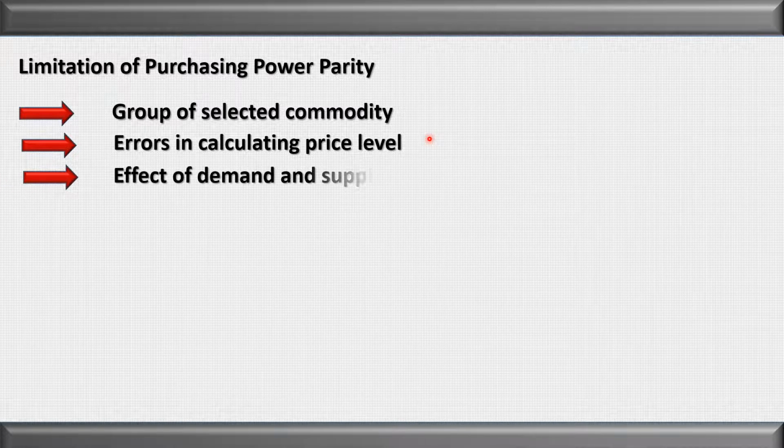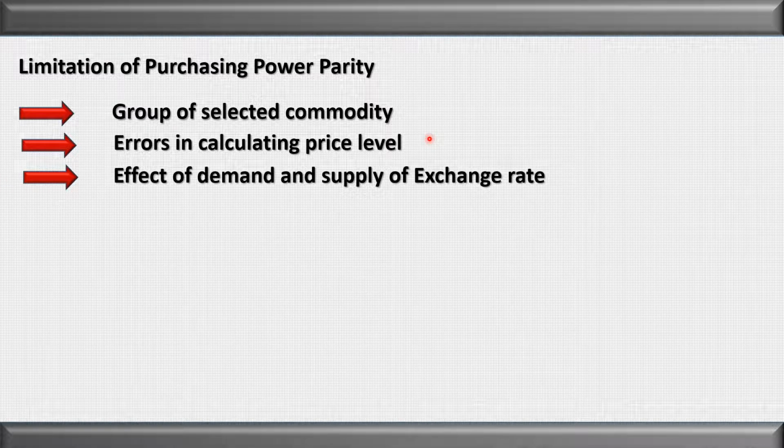The third limitation is the effect of demand and supply on the exchange rate. Listen, the exchange rate of foreign currency is changed automatically by the demand and supply in the international market. And we are not considering the demand and supply in this purchasing power parity. So there is a limitation over here, because the effect of demand and supply on the exchange rate is totally ignored in the purchasing power parity theory.